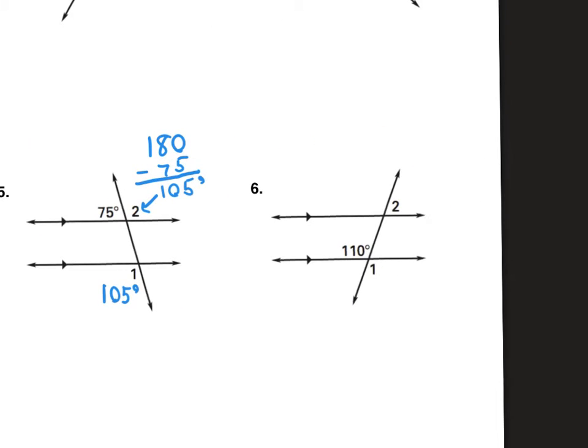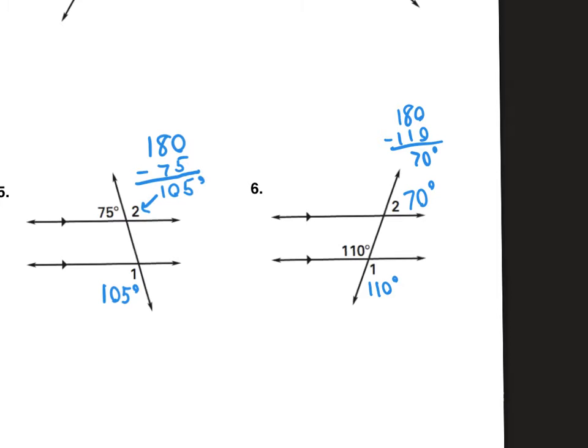Moving on to number 6. Angle 1 is a vertical angle with the 110 degrees. And angle 2 and angle 1 are consecutive exterior angles. Those are supplementary to each other. So they add up to 180 degrees. And you're left with 70 degrees left over.